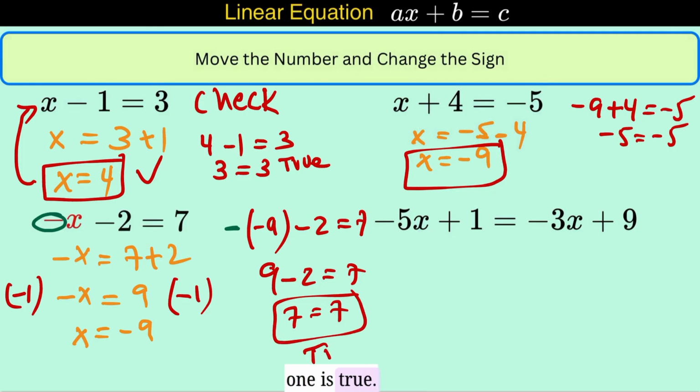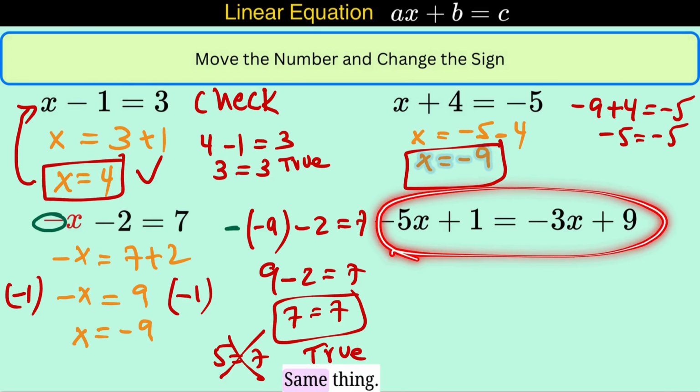Why? Because this one is true. If I get something different, for example, if I get 5 is equal 7, this is not true. This is wrong, which means my answer is wrong. So I have to go and redo my calculations. Now I'm gonna do this one in here. This one in here. Same thing.